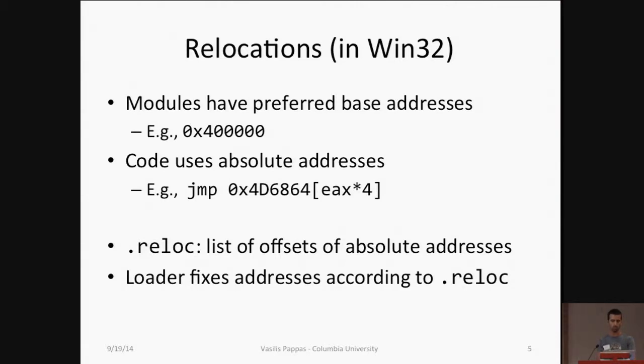Each of these modules also contains a special section called .reloc, which lists all the offsets within that binary module that contain absolute addresses based on that base address. So when the program loader is asked to load any of these modules to a location which is not the preferred one, it will go through all this list and then fix these absolute addresses within the binary.